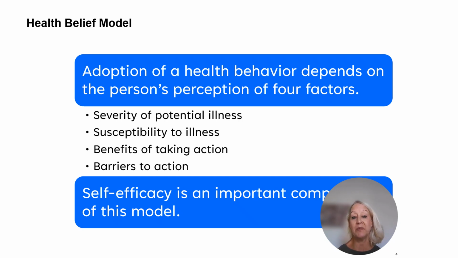Then the perceived benefits: what are the positive outcomes of taking action? For example, exercising regularly will help me maintain a healthy weight and avoid chronic illness. And then the perceived barriers: what are the obstacles to action? For example, I don't have time to work out, or gym memberships are expensive. Another key component is self-efficacy. Our confidence in our ability to successfully perform the behavior is important. The higher our self-efficacy, the more likely we are to adopt and stick with the behavior.